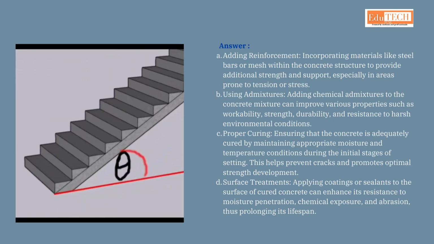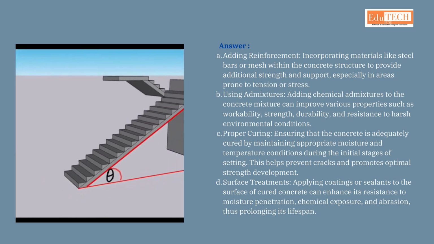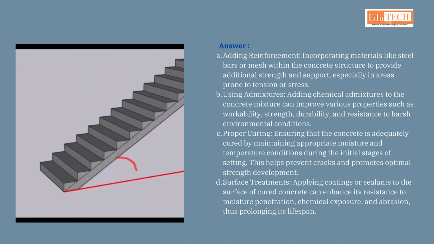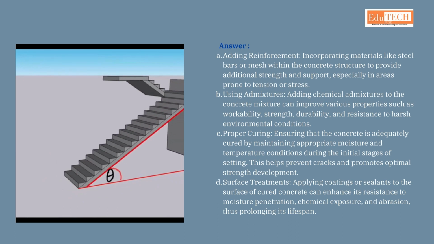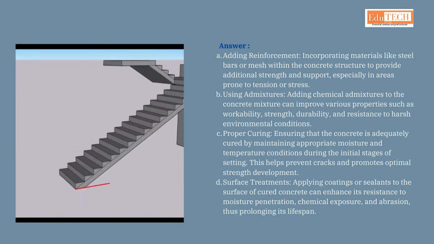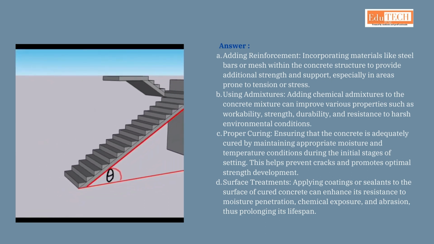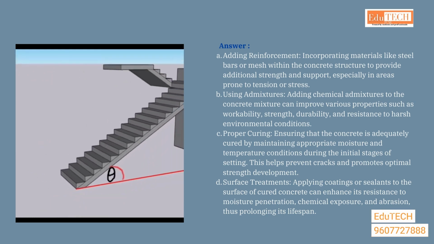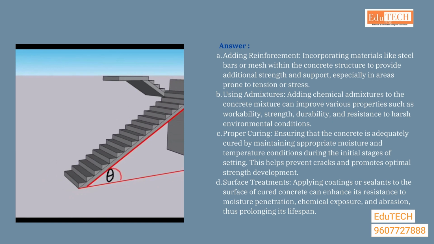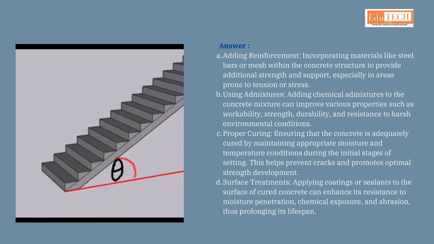Answer: adding reinforcement, incorporating materials like steel bars or mesh within the concrete structure to provide additional strength and support, especially in areas prone to tension or stress. Using admixtures, adding chemical admixtures to the concrete mixture can improve various properties such as workability, strength, durability, and resistance to harsh environmental conditions. Proper curing, ensuring that the concrete is adequately cured by maintaining appropriate moisture and temperature conditions during the initial stages of setting. This helps prevent cracks and promotes optimal strength development.